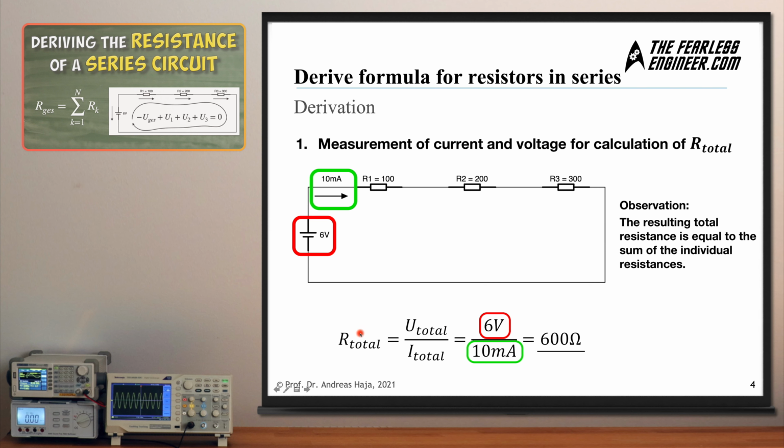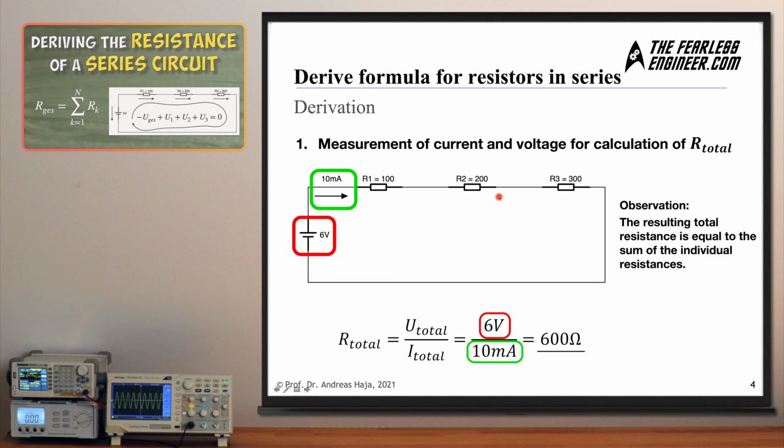Based on these 2 measurements we can compute the overall resistance of the circuit, which is 6 volts divided by 10 milliamps, which results in 600 ohms. And if you look at the values of the individual resistors here, you will find that 300 plus 200 plus 100 equals 600 ohms. So the overall resistance value in such a series connection is the sum of the individual resistances.